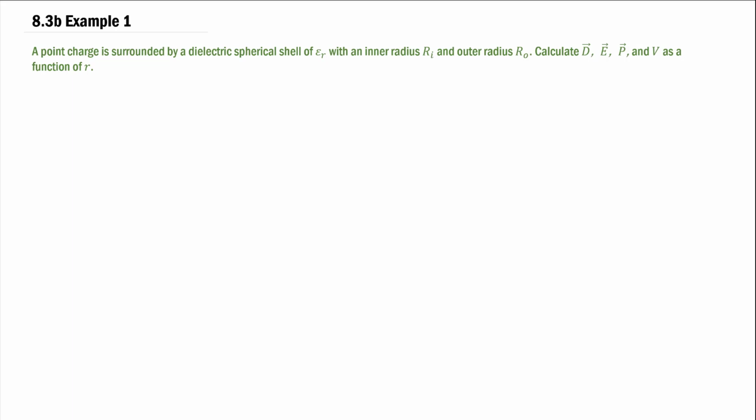So let's go through an example together. We have a point charge that's surrounded by a dielectric spherical shell of epsilon r with an inner radius Ri and an outer radius Ro. We want to calculate the electric flux density, the electric field, the polarization vector, and the potential as a function of r. So the first thing I want to do is draw a diagram.